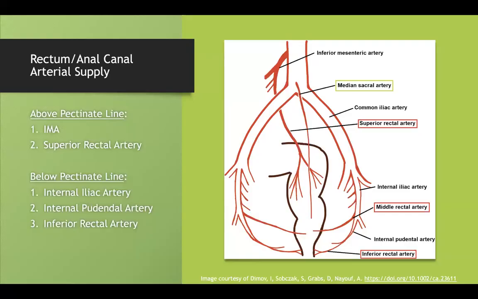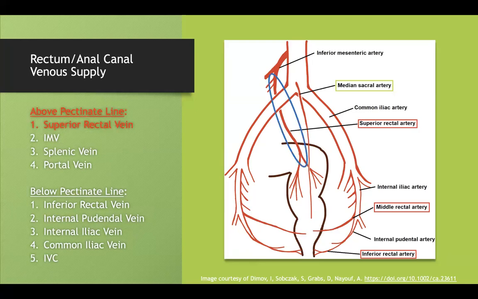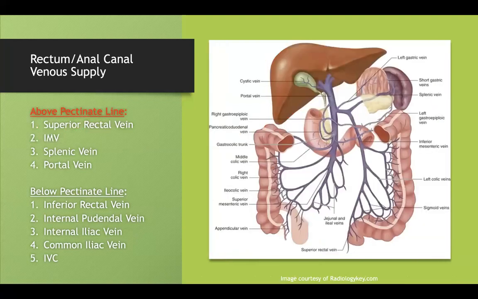So let's talk about those in a diagram again. And I'm going to use the exact same diagram. We're just going to assume that these are now veins to make it easier for you guys. So let's talk about what happens above the pectinate line. You're going to have your superior rectal vein, which will drain into your inferior mesenteric vein.